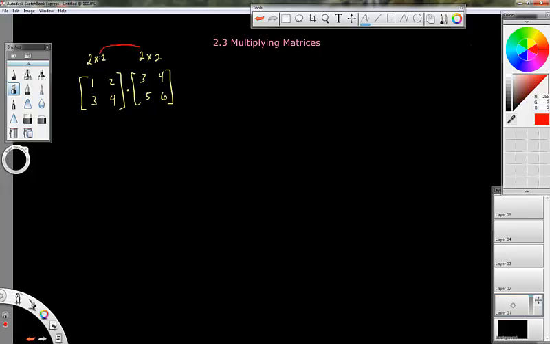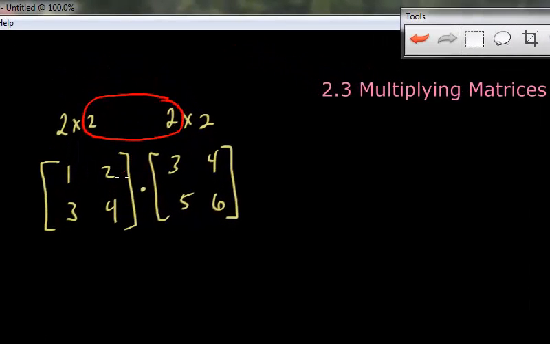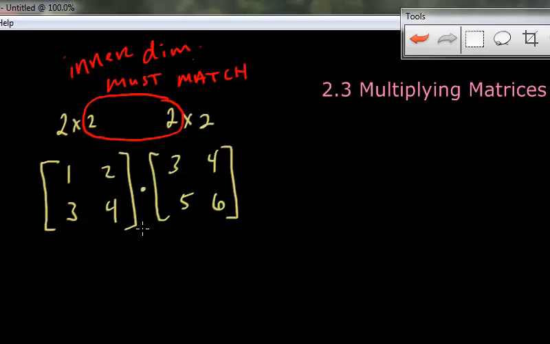The inner dimensions have to match. They must match. And when I say inner dimensions, I-N-N-E-R, inner dimensions must match. If they don't, no solution, and you move on with your life. But if they do, then you can multiply. The answer matrix will be the same size as the outer dimensions.